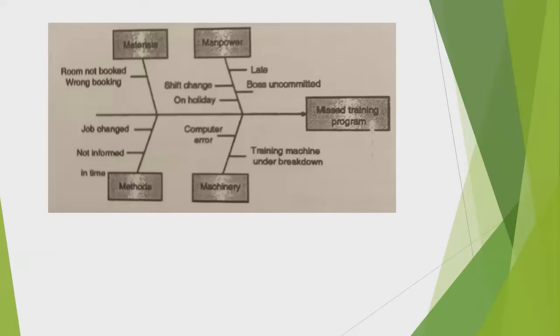So here the diagram of Ishikawa is given. Materials, room, notebook, wrong working, manpower, shift, late, boss, shift change, boss uncommitted on holiday, missed training program, job change.